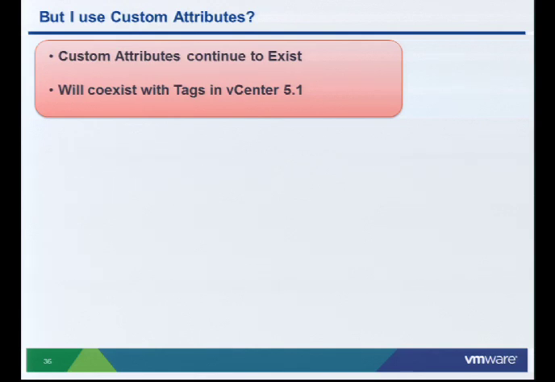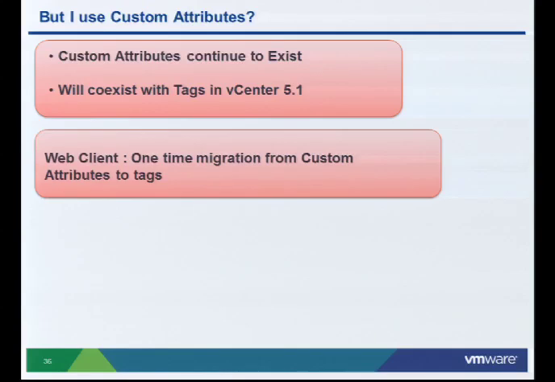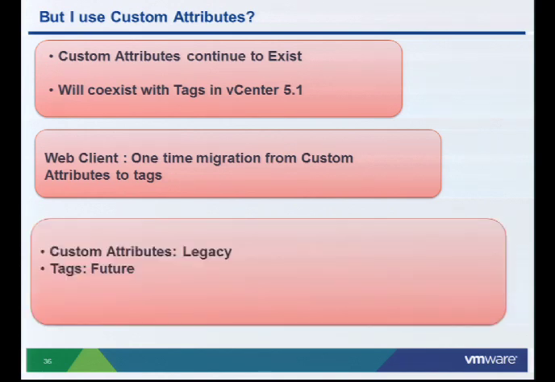You said that's very similar to what custom attributes do today. You're right in some ways. Custom attributes will continue to exist, and they'll coexist with tags in 5.1. But we're giving you an opportunity to do a one-time migration. This is not like a salesman's buy now or never buy. But the idea is that you can now migrate your custom attributes directly into categories and tags, and you're now on the new world.